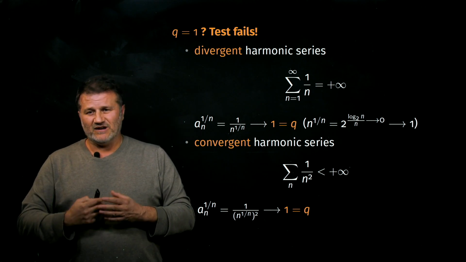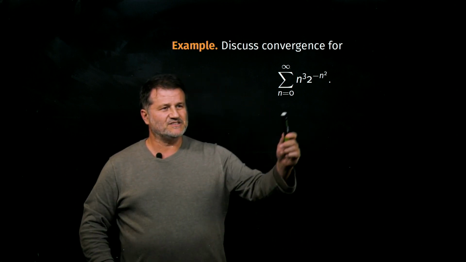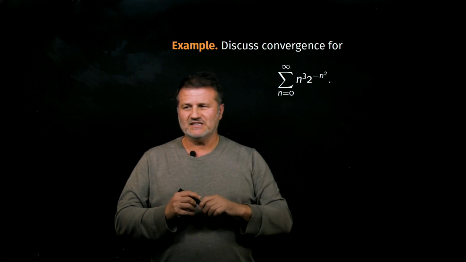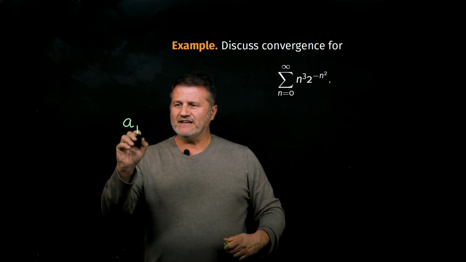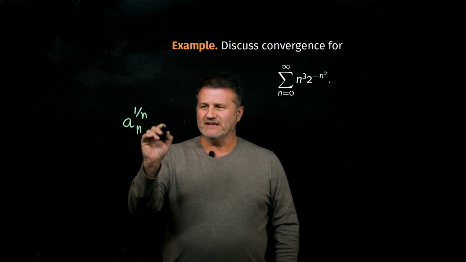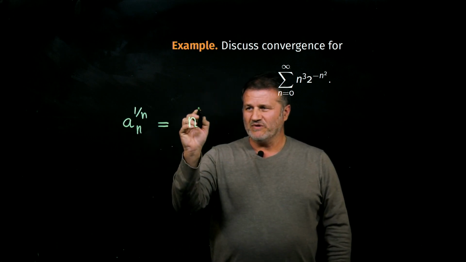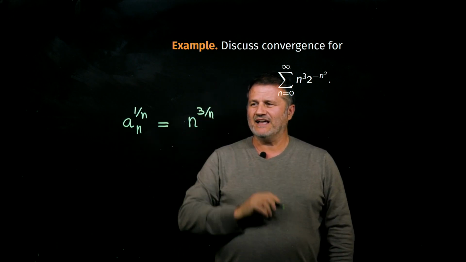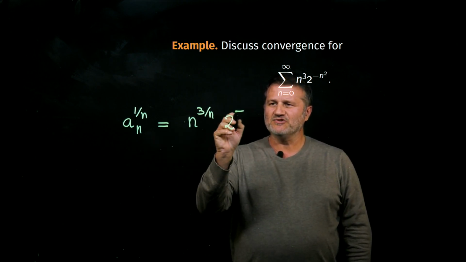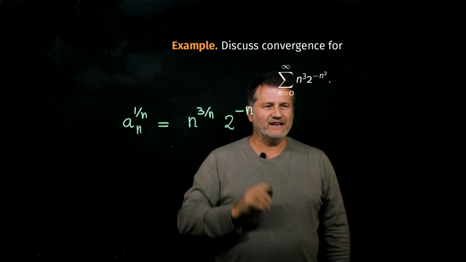Let's see now how the test can be applied on a simple example. So here we have the series n cubed times 2 to minus n squared. They are clearly positive. We take a_n and we do the nth root of this, to power 1 over n. So this is n cubed to power 1 over n. So we multiply exponents, and we write n to exponent 3 over n. And the same for the exponential, 2 to minus n squared to 1 over n gives 2 to minus n.